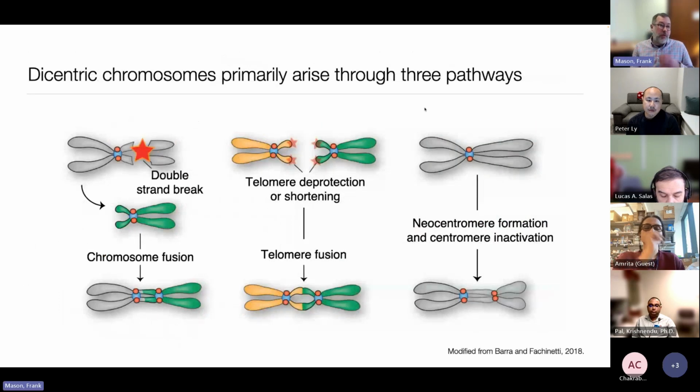And so one of the questions we've been trying to tackle for a while now is to understand how these dicentric chromosomes are arising. And primarily, dicentric chromosomes are thought to arise through 3 different pathways. One is through faulty double-stranded break repair leading to chromosome fusion.